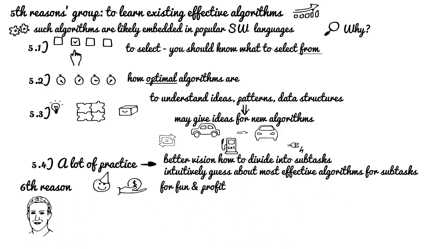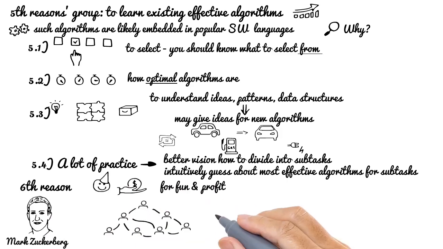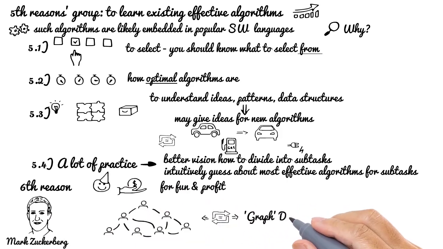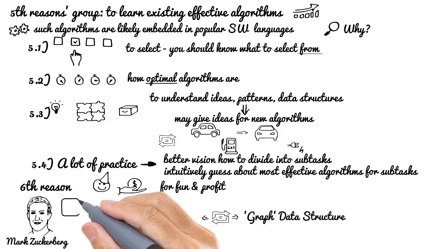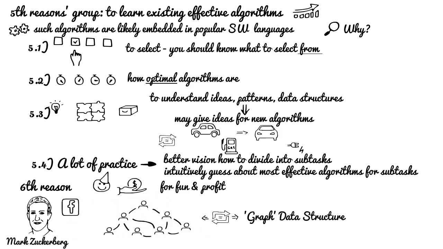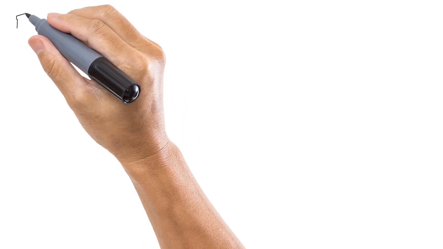Like Mark Zuckerberg, who found effective similarities between people's social connections and algorithms that use graph data structures depicting such multiple connections between people, created the Facebook social network and made quite decent money out of it. Similarly, you can find similarities between some processes in real life and the software world. You can have fun and some extra income, maybe by organizing a startup.